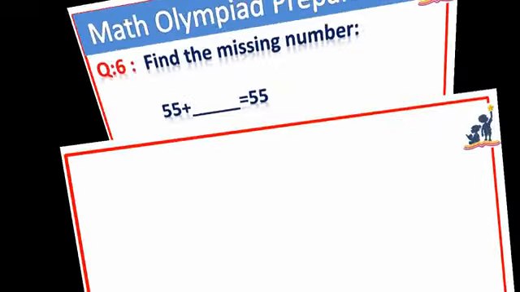Question number 7. Find the missing number. 35 minus dash is equal to 27. 8. Yes. 35 minus 27 is equal to 8.